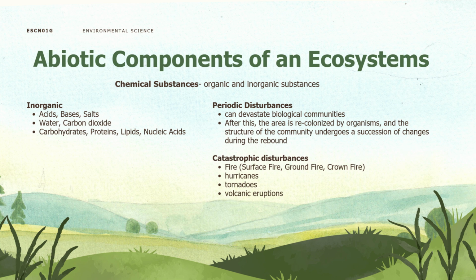Okay? Now let's talk about the periodic disturbances, and that includes catastrophic ones. So, the thing with periodic disturbances is that they can affect an ecosystem by directly devastating biological communities. Okay? After certain periodic disturbances, an area is recolonized by organisms, and the structure of the community undergoes a succession of changes during the rebound.